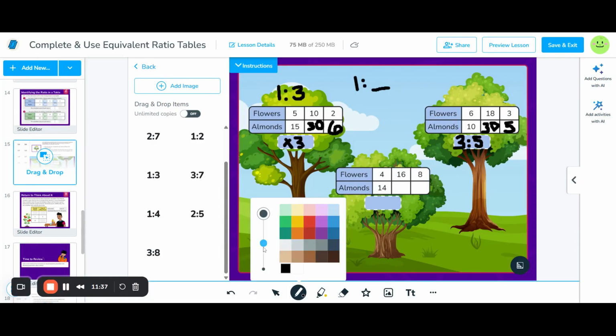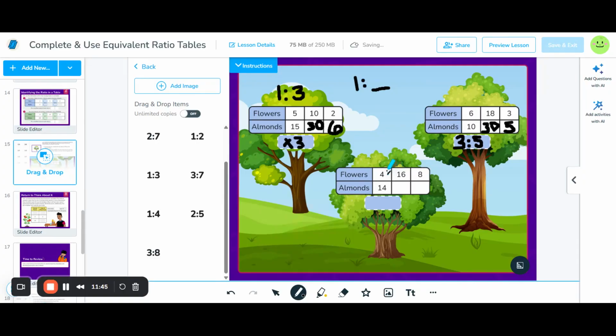I'm going to make my crayon a little bit smaller here. So I see we can go from 4 to 16 by going times 4. My pen's popping out. 4 times 4 is 16. So then this ratio is going to be the same. We'd have to do 14 times 4 to get to the number. Let's do that real quick over here. 14 times 4. So 4 times 4 is 16. 4 times 1 is 4 plus 1 is 5. Okay, so 56 for this one.